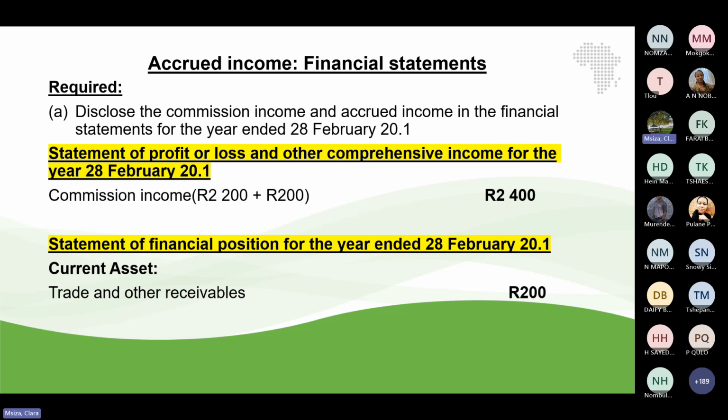Like the other ones, we will have to disclose an amount in your statement of profit and loss and other comprehensive income for the year ended 28 February. Then we'll have your asset, as I've indicated, because it's your debtor owing you. Therefore, you will have to disclose an amount as such.